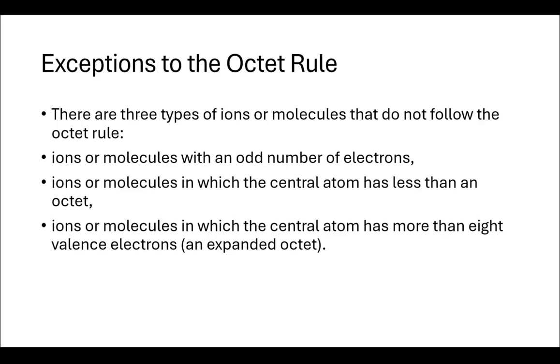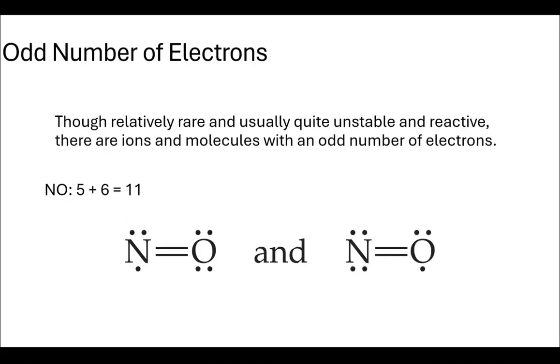And we call that an expanded octet. So let's take a look at examples of all three of those possibilities. First would be an odd number of electrons, and the most commonly given example of this is nitrogen monoxide.